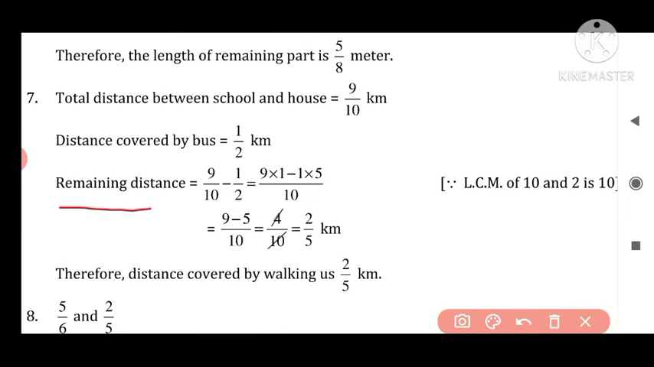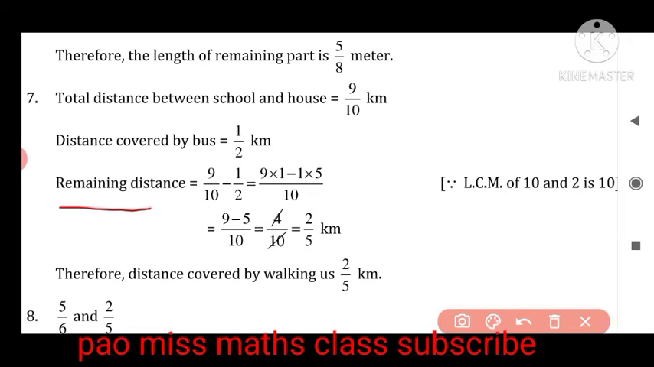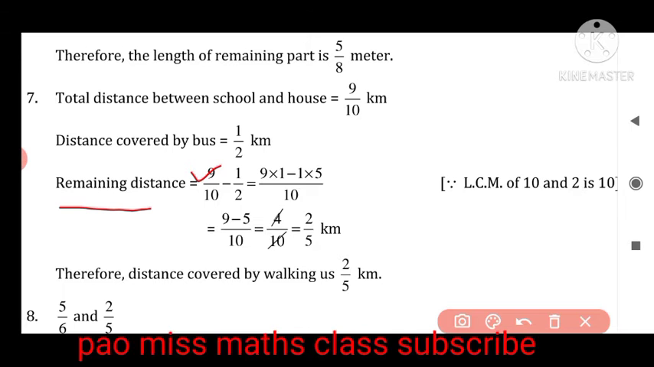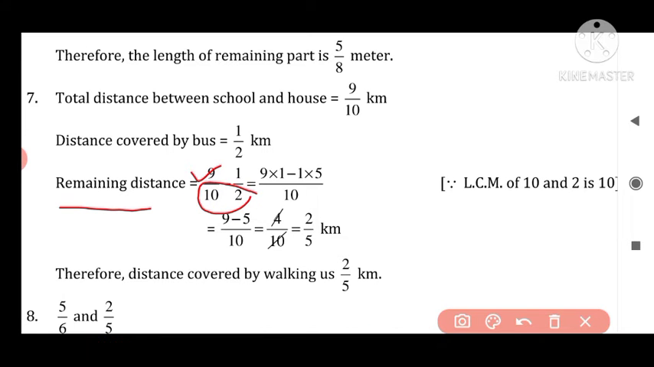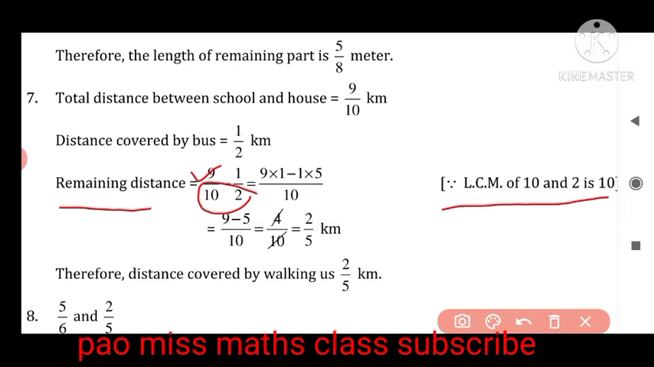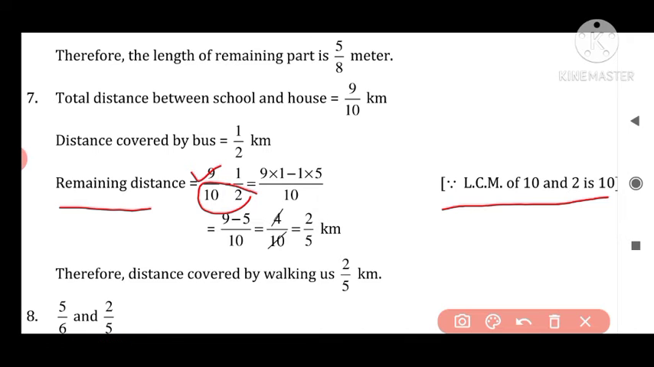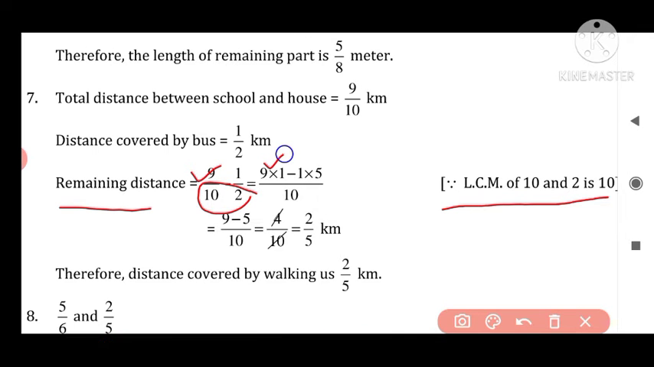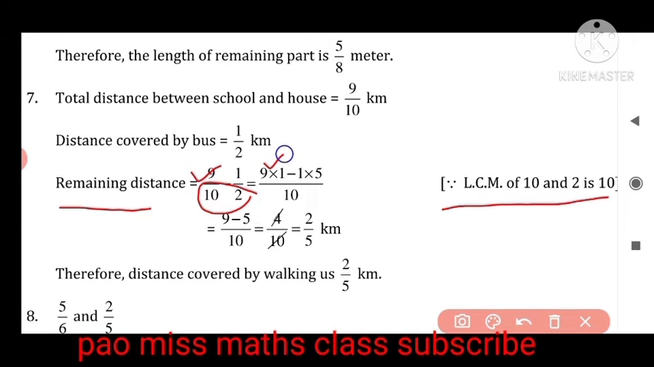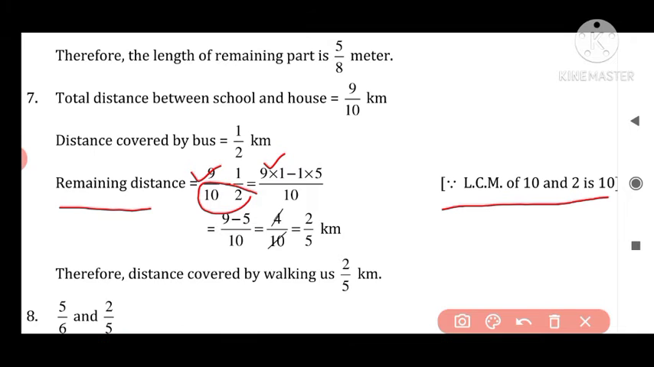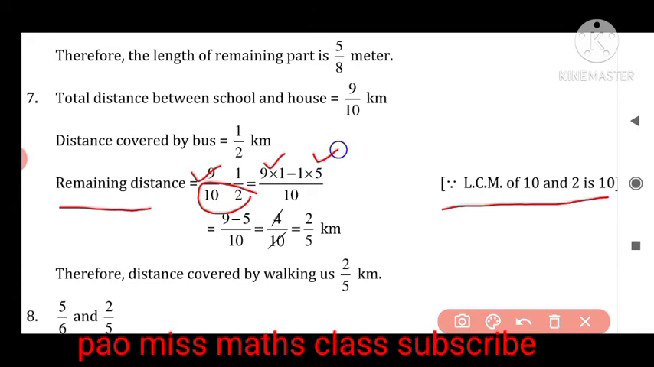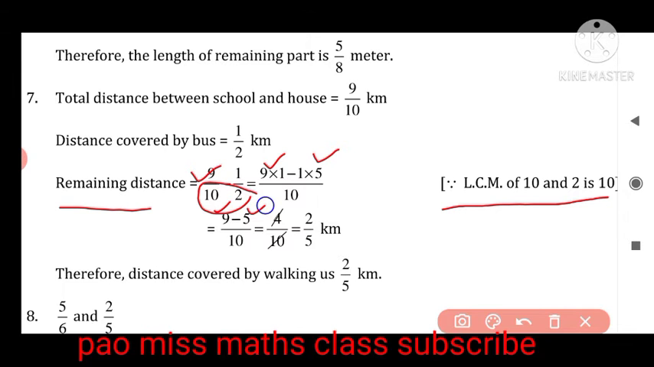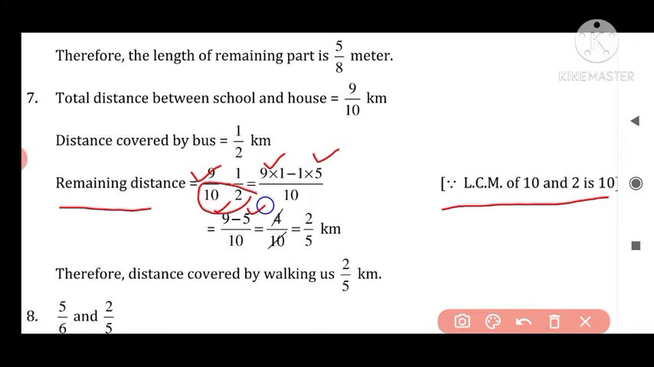Now the remaining distance, means the distance which she covered by walking, will be equal to 9/10 minus 1/2. Now what will be the LCM of 10 and 2? LCM of 10 and 2 will be 10. Okay, now 9 multiply with 10 divided by 10 is what? 1. That is why 9 will multiply with 1 minus 1 multiply with 5. So why is it 5? Because 10 divided by 2 is how much? 5, isn't it? So 9 ones are 9 and 1 five is 5, and 9 minus 5 is equal to 4. 4/10, which is equal to 2/5.